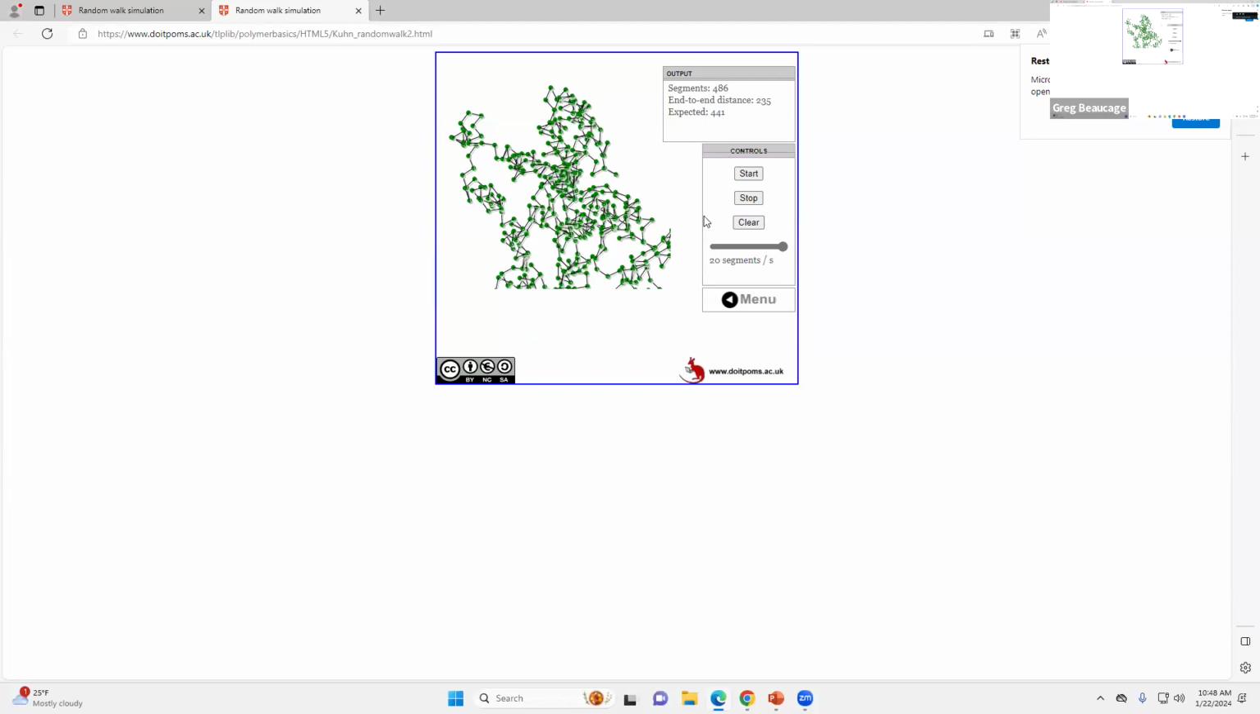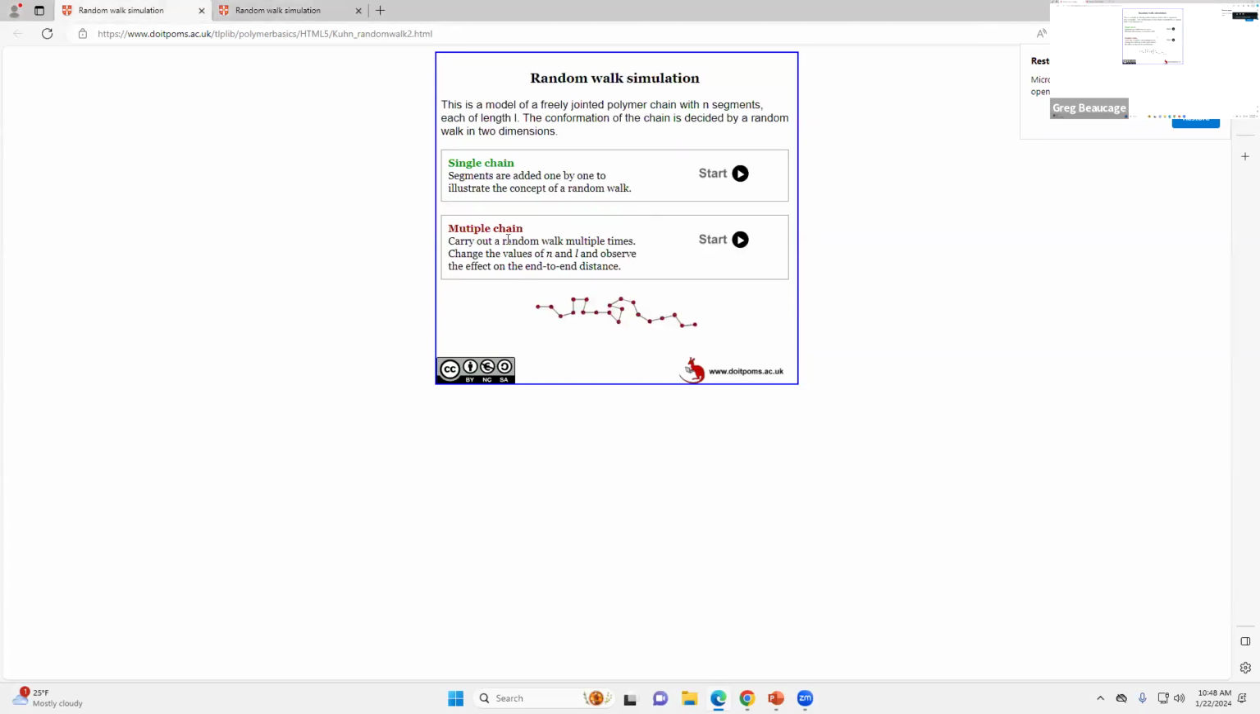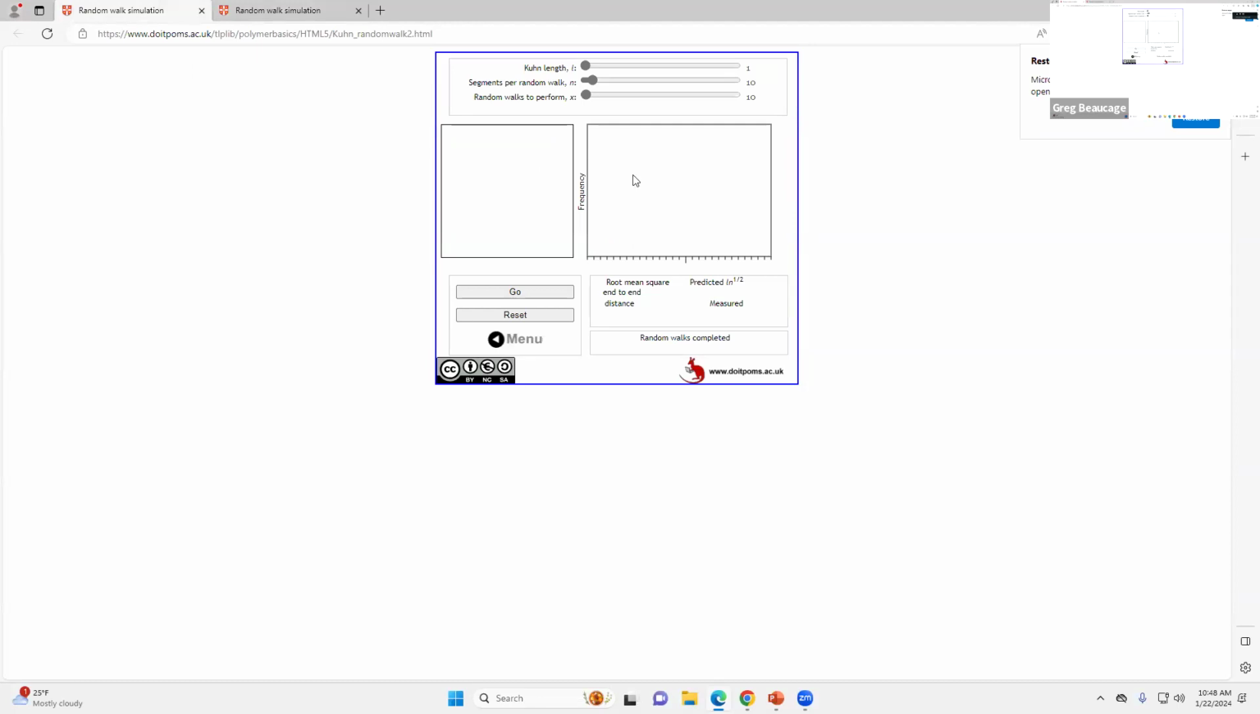But you can wait a long time on that, so you can go back and do it with multiple chains. Here you can do any length you want, and then any n you want. So you can do like 100. If this n is 100, then it should be a size of 10, since the square root of 100 is 10. With R squared equal to nL squared, L times the square root of n would give you 10.